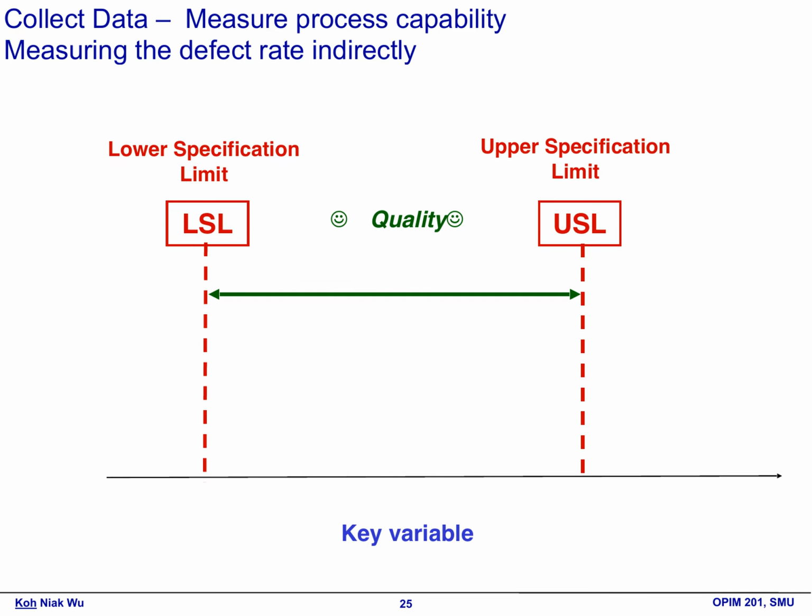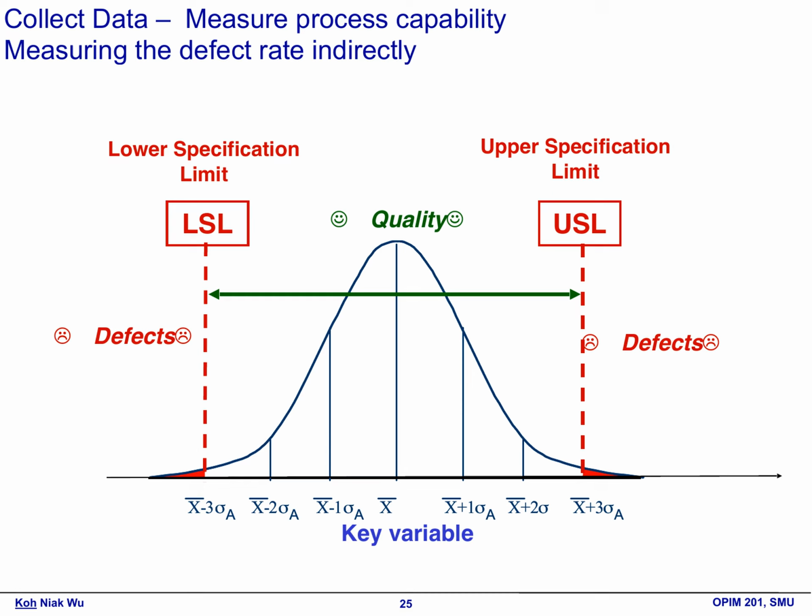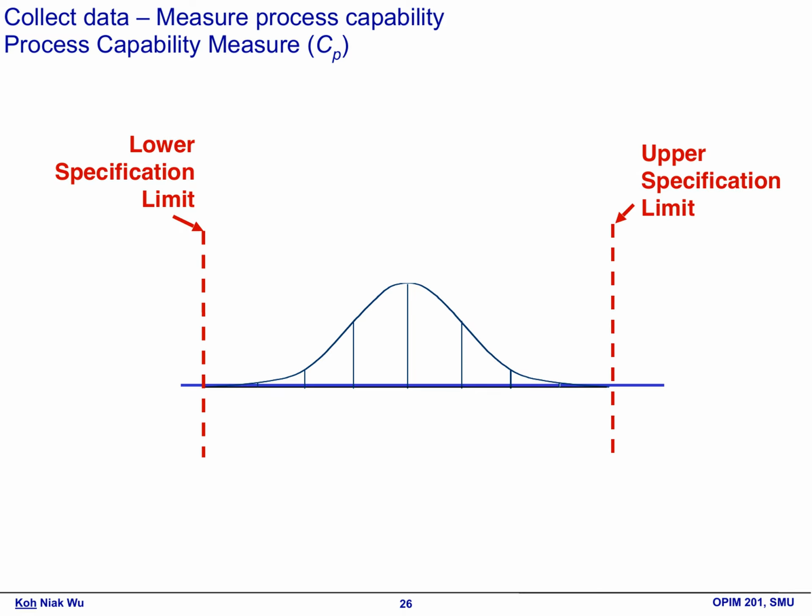Values that are within the USL and LSL are of good quality. Values that are outside the USL and LSL are defective. This process allows us to measure quality indirectly by analyzing defect rates. By collecting data and observing how many values fall within the specification limits, we can assess the overall quality of our processes. In process management, we often need to understand how well a process performs.